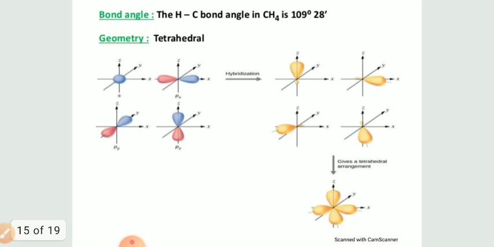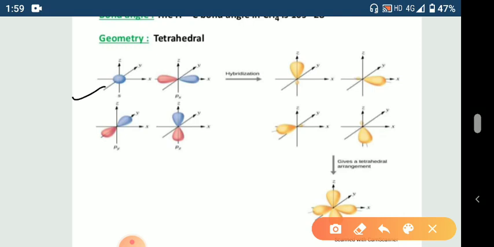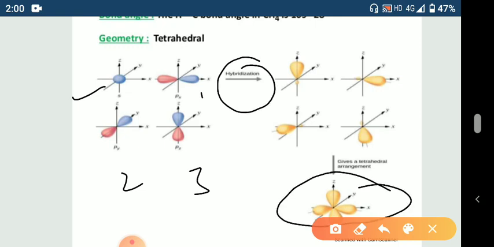So this is the intermixing of one s and three p orbitals. They undergo hybridization, resulting in the formation of sp3 hybridized orbitals of the carbon atom.